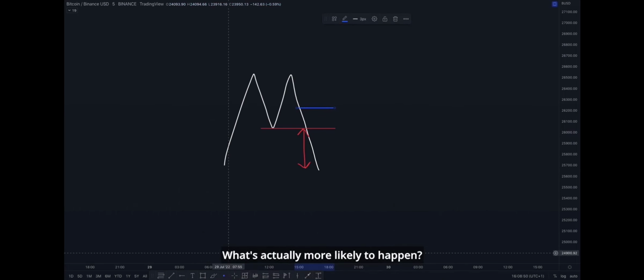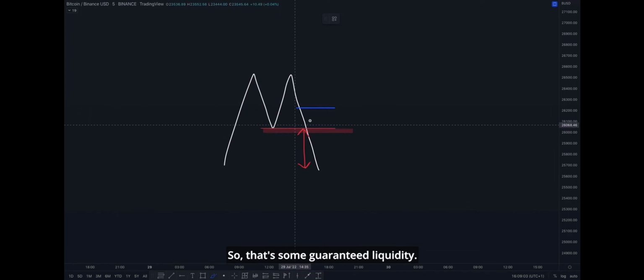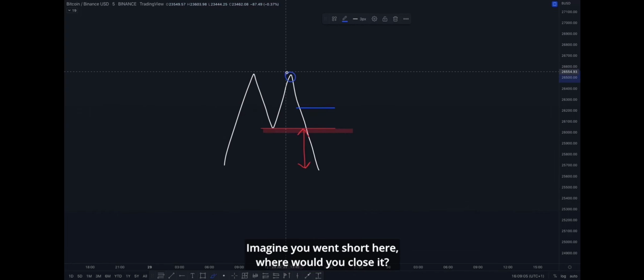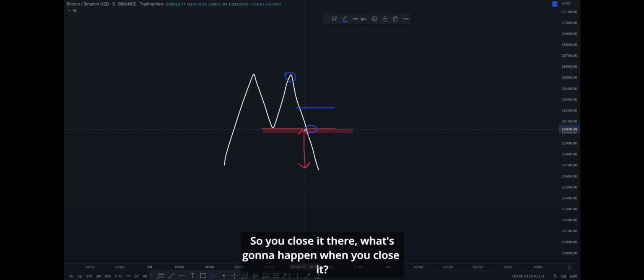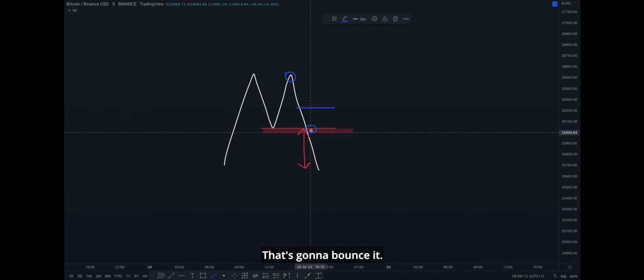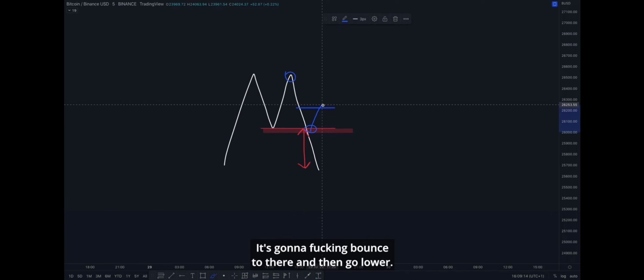What's actually more likely to happen is this. When it breaks here, what has it done? It has swept some stop losses of longs. So that's some guaranteed liquidity. Imagine you went short here. Where would you close it? Here, at liquidity. So you close it there. What's going to happen when you close it? That's buying. It's going to bounce it. Where's it going to bounce to? It's going to bounce to there and then go lower.